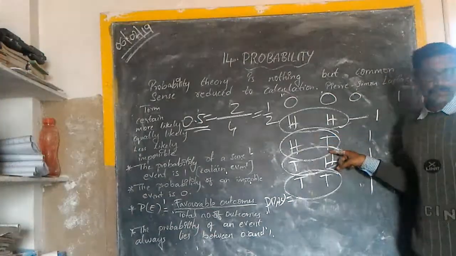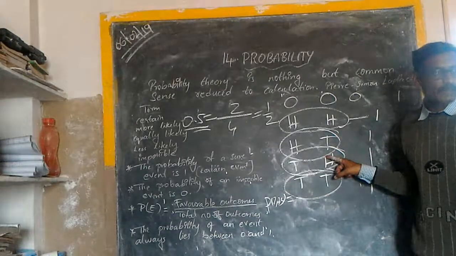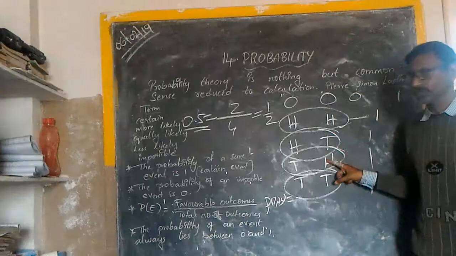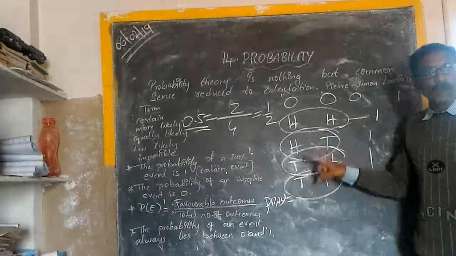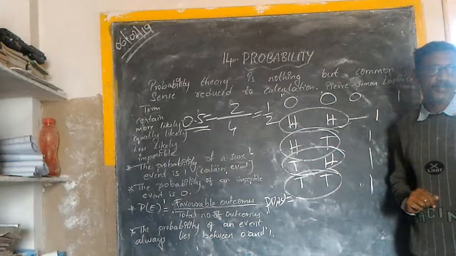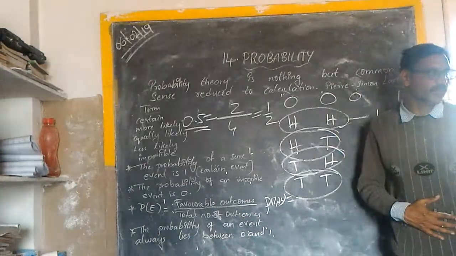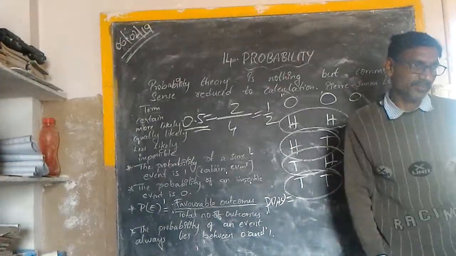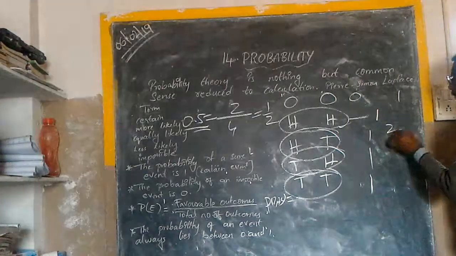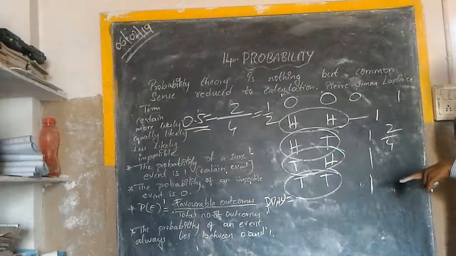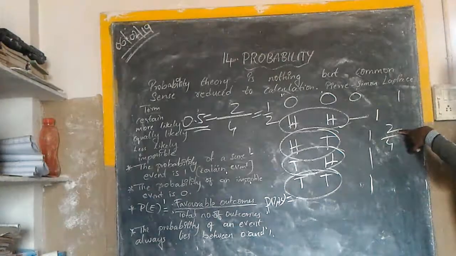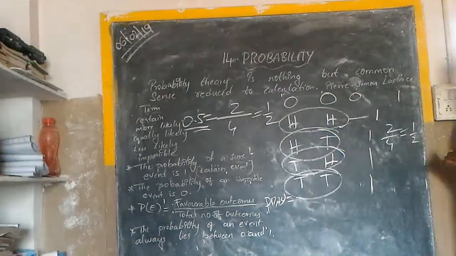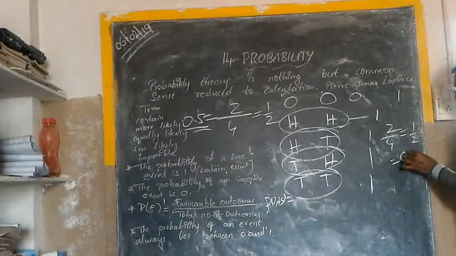Suppose I lose the game when you do not appear H, T or T, H. Both are H or both are T, someone is gained, right? The second person will win the game. At the same time, he has the same chances. That means 2 by 4. Total 4 chances, he also has 2 chances. 2 by 4 is nothing but what again? 1 by 2 is nothing but 0.5.